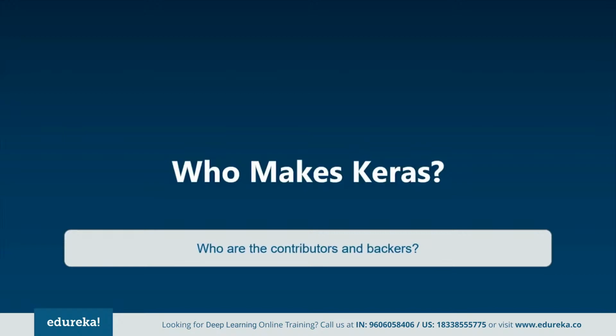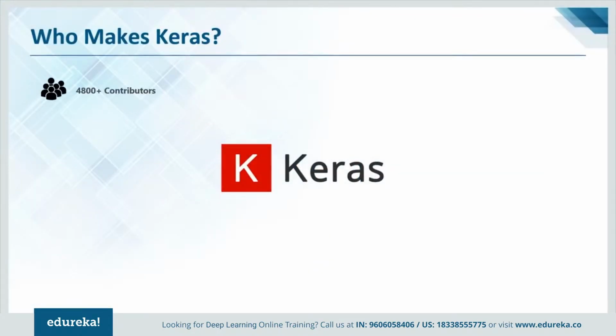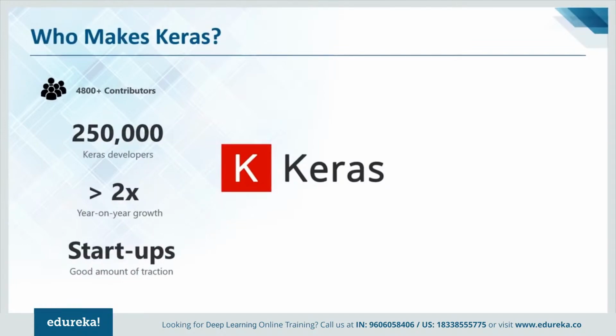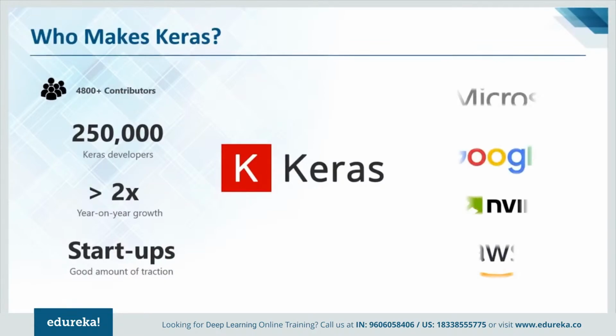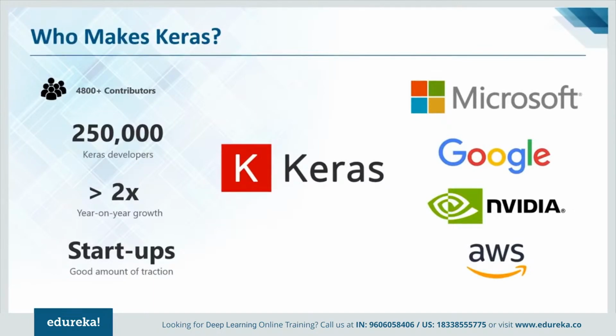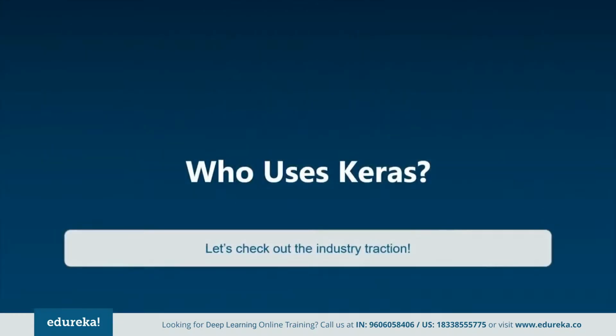So now that we know what Keras actually is, who makes Keras what it is? Well, we need to check out some of the contributors and the backers to the deep learning framework. Well guys, Keras had over 4,800 contributors during its launch and the initial stages. And now that number has gone up to 250,000 active developers. Well, what amuses me is that there is a 2x growth every year since its launch. Also, it holds a really good amount of traction among multiple startups. Big players like Microsoft, Google, Nvidia, and Amazon actively contribute to the development of Keras.